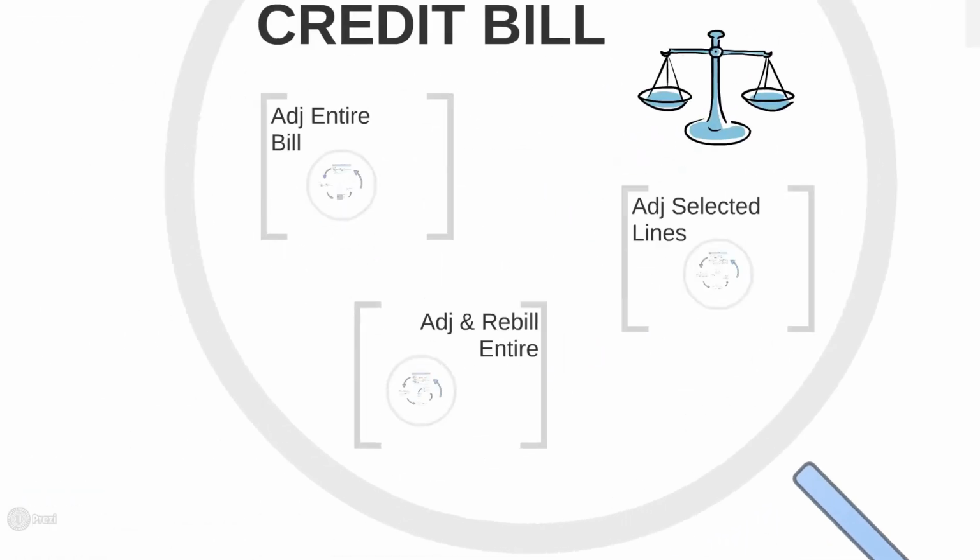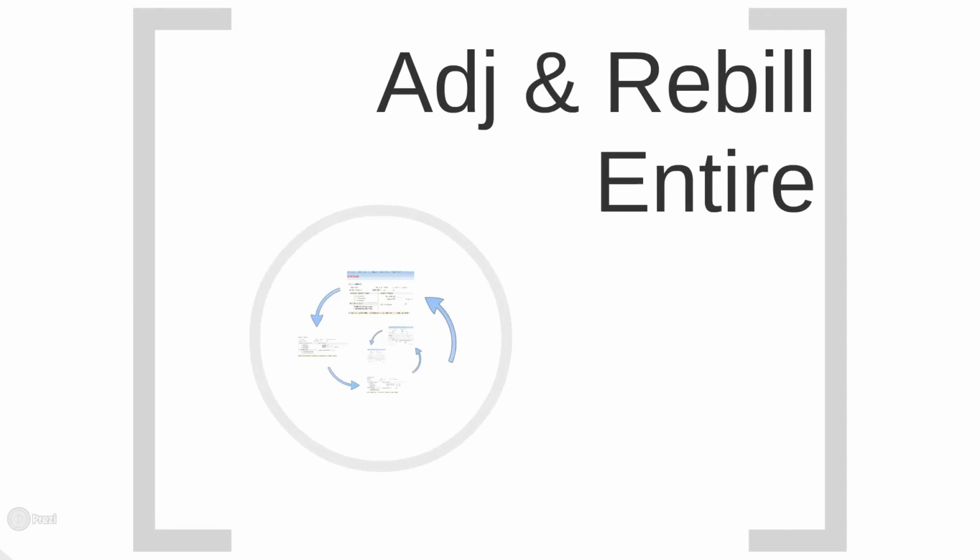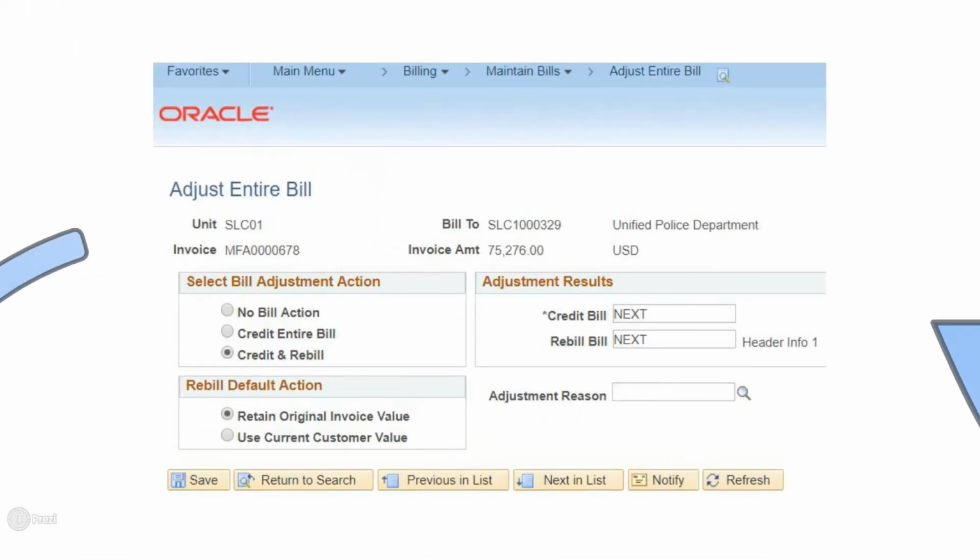The last option for credit bill is adjusting and rebilling an entire bill. So this involves crediting the entire bill and then turning right around and creating the corrected bill. On the same Maintain Bills menu location, you'll select Adjust Entire Bill again. This time you'll click the Credit and Rebill button.